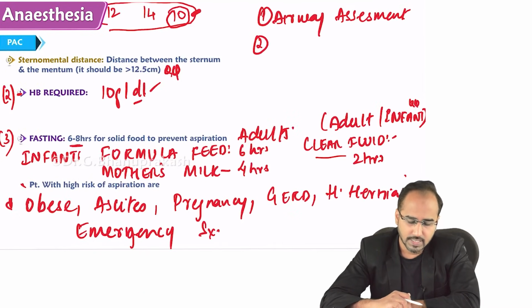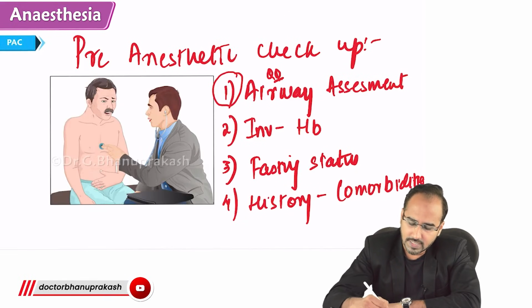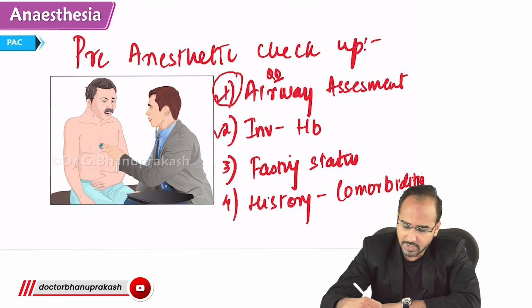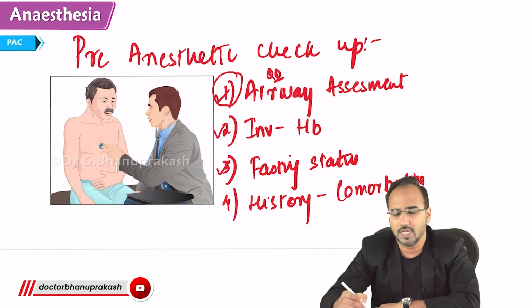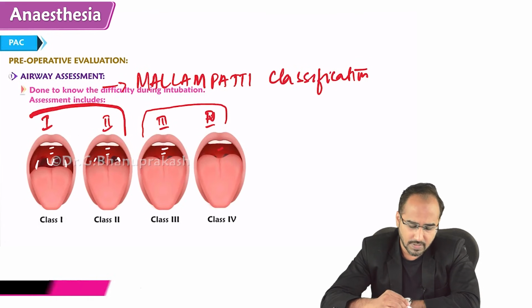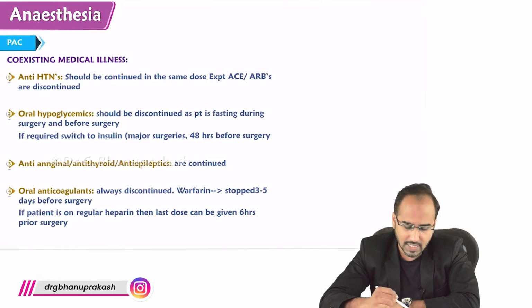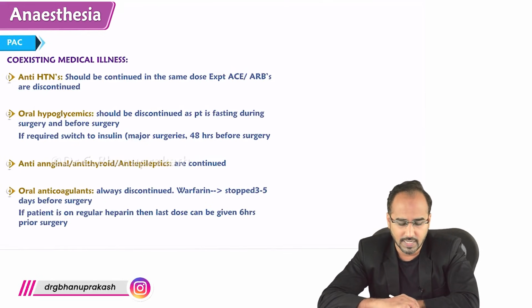Now, guys, we have done 3 things in the PAC. What 3 things have we done till now? We have done the airway assessment, the investigation hemoglobin, and fasting status. For airway assessment, I told you 2 things, mouth open and lift the chin. Now airway, hemoglobin, fasting is done. Coming to the last part of the PAC. What is the last part?